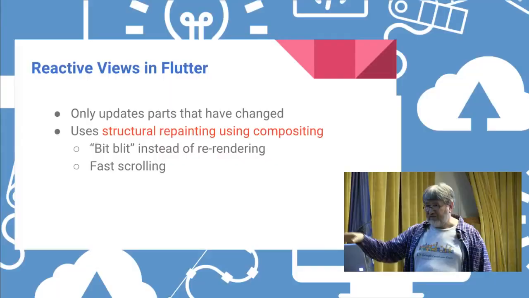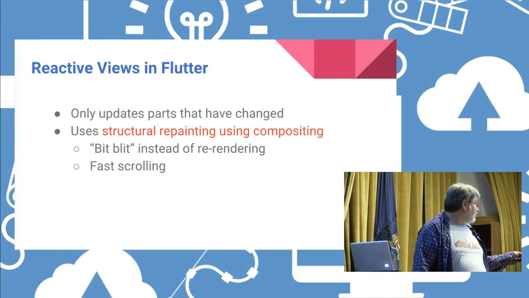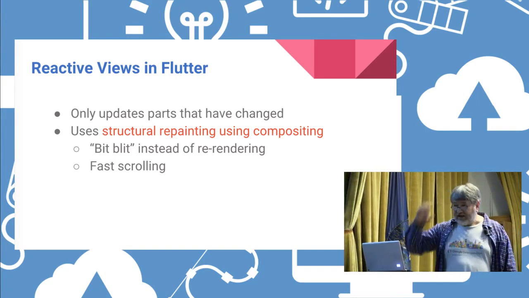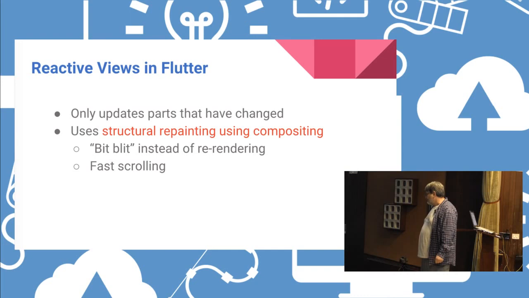And it uses bitblit for re-rendering things that haven't changed. And in fact, it uses them even for things that have moved, because you can still just bitblit those things. Bitblit is very fast, and that's why scrolling is so fast. We can actually just re-bitblit the entire screen if it's just scrolling up a little bit, right?